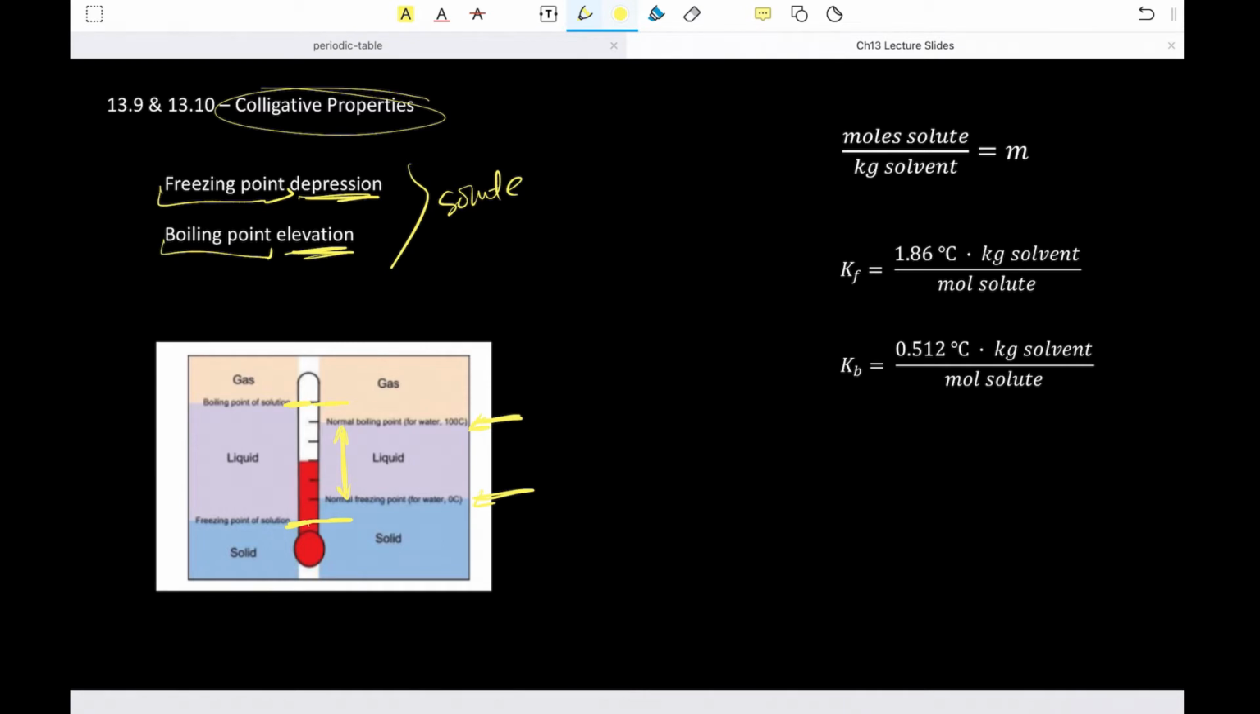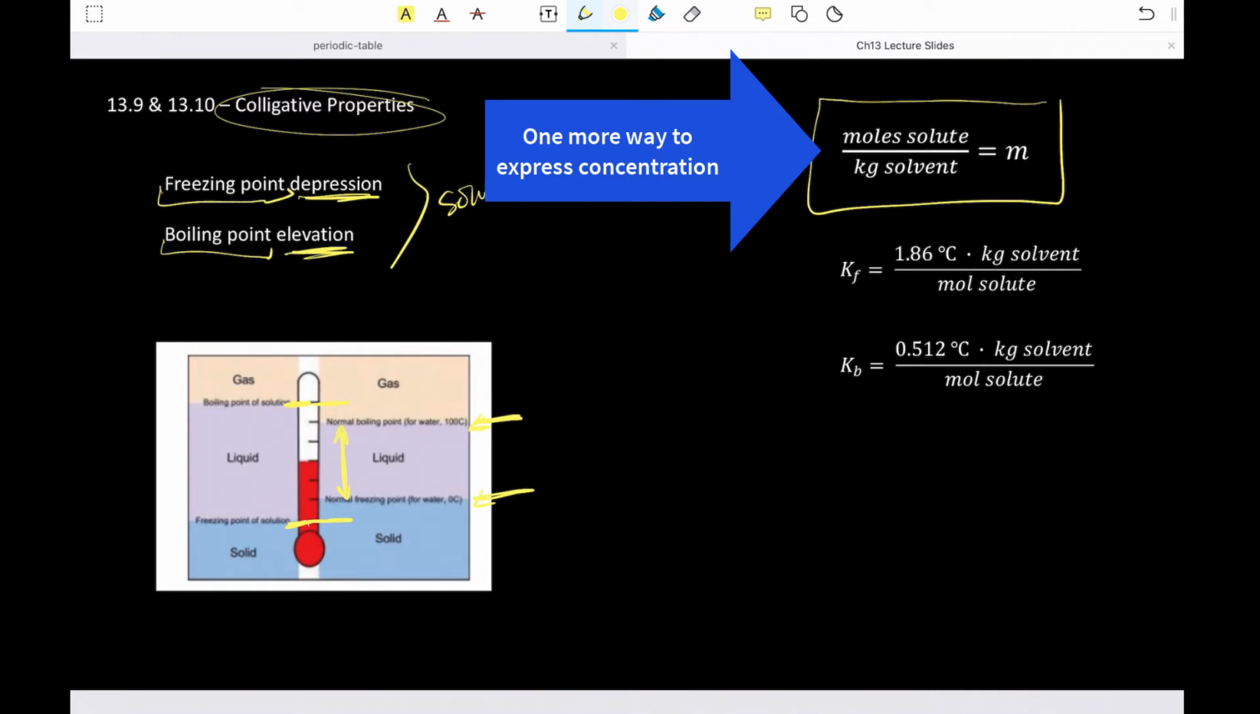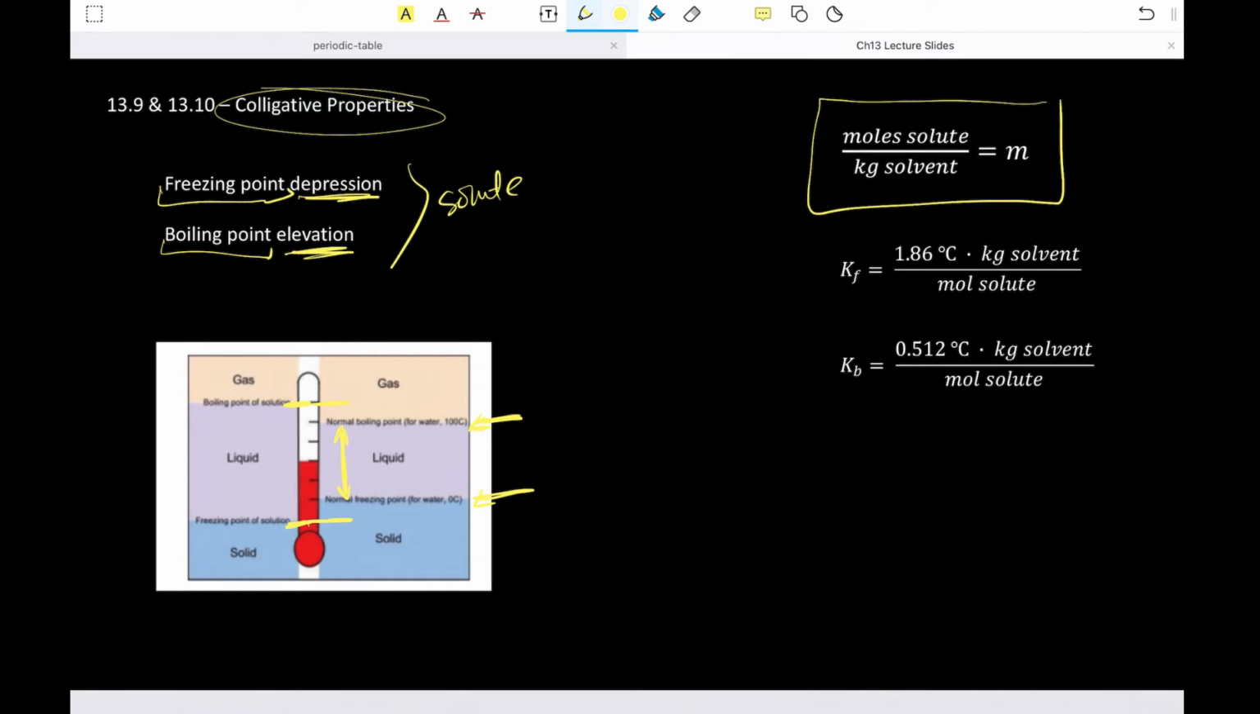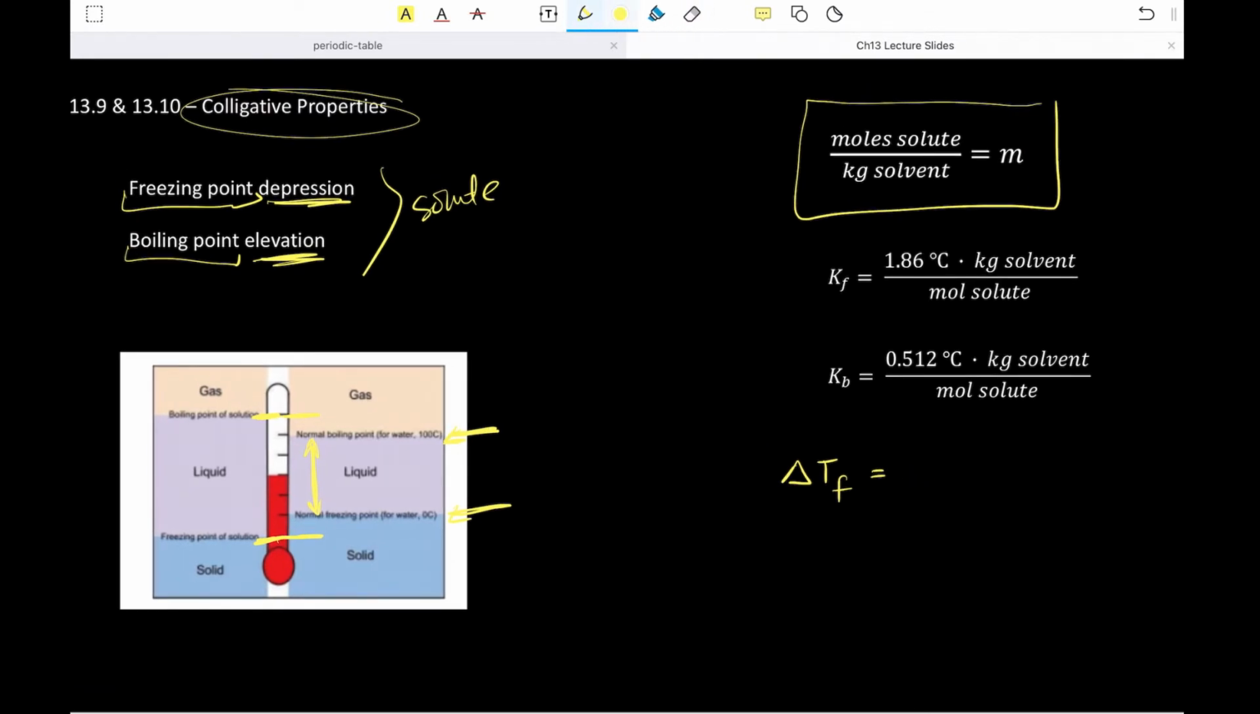It does introduce the new concept of molality, which is a lowercase m, and it is moles of solute per kilogram of solvent. It gives us our equations: freezing point depression is equal to the molality of our solution times our Kf value, and boiling point elevation is the same thing, our molality times our Kb.